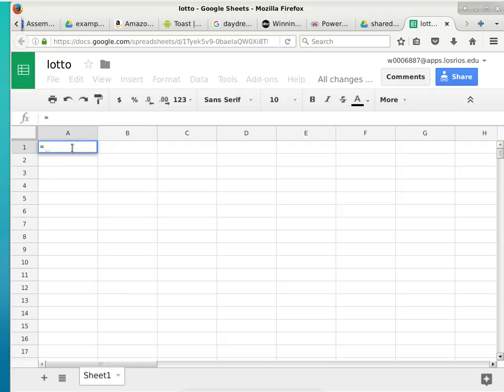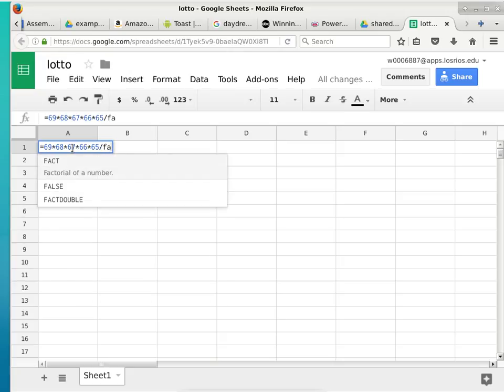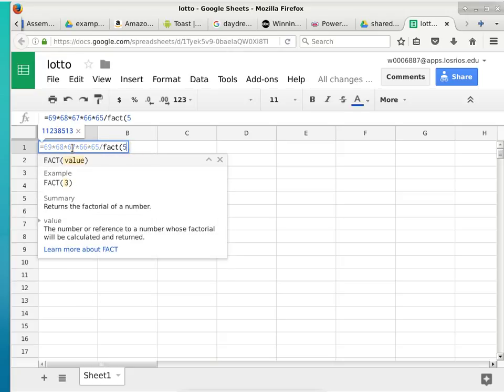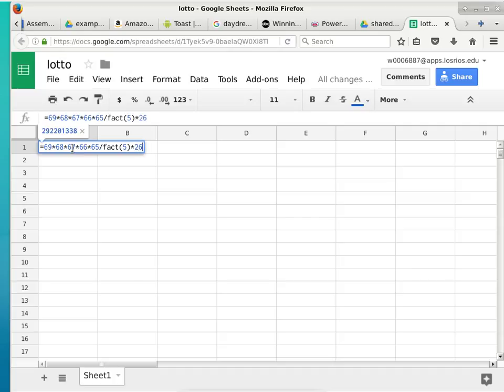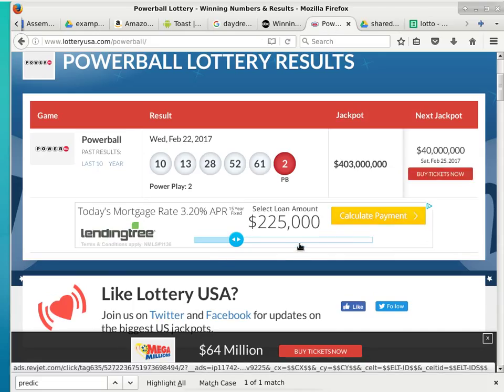Okay, so we have 69. There's an easy way to do this, but I'm not going to do it the easy way. So I will have 69 times 68 times 67, 66, 65, and then divide this whole thing by the factorial of 5. And then multiply this whole thing by 26 because the Powerball by itself has 26 possibilities. And the number turns out to be, aha! Okay, we got it. 292,201,338.